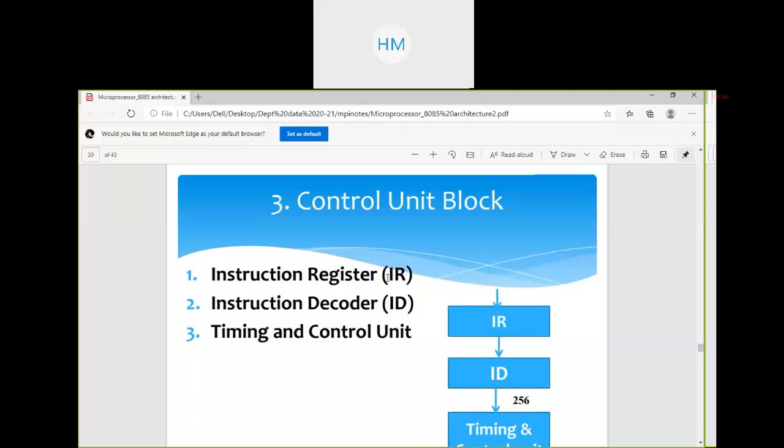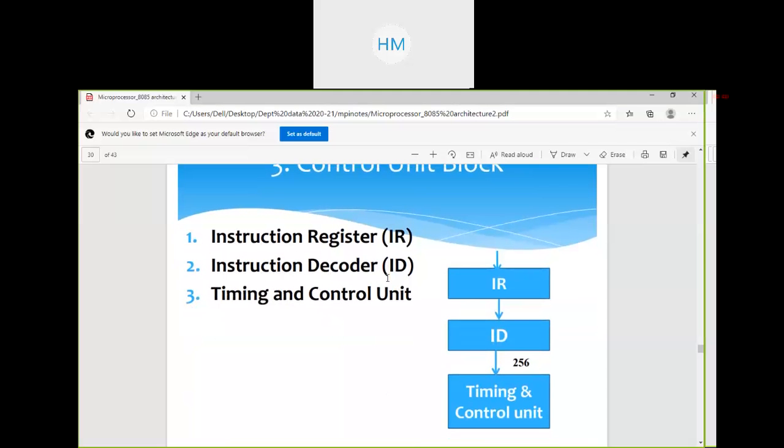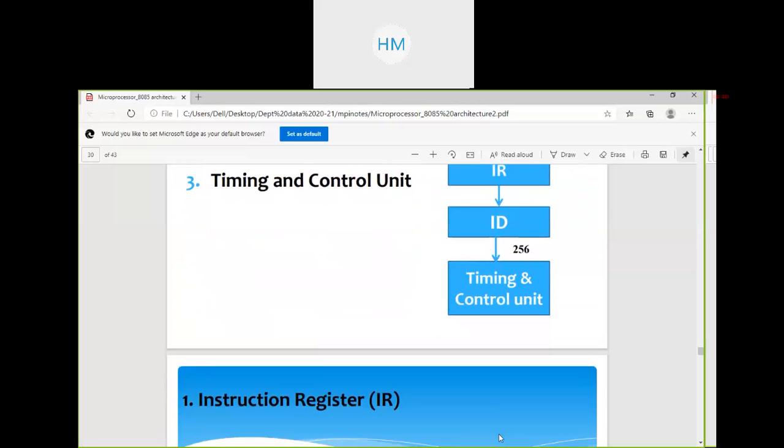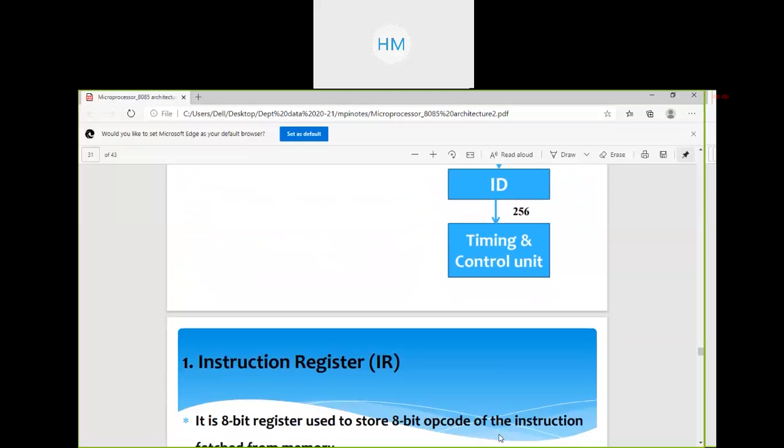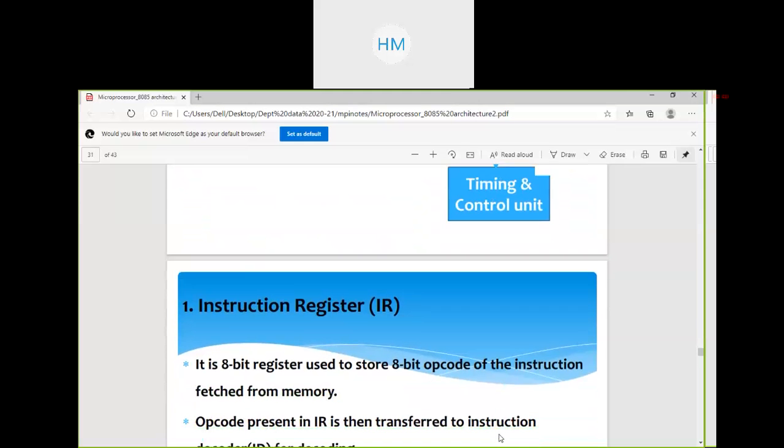Control unit block. It consists of the instruction register, instruction decoder, and timing and control unit. This we are discussing from the architecture diagram only. We have discussed the architecture diagram in detail. We are just recalling theoretical concepts so that the architecture concepts will be clear to you all. So the instruction register: the instruction will come into this register. The instruction decoder will find what is to be done with that instruction. The timing and control unit will manage all the address, data and control signals, whether it is read, write, memory, input, output, it will manage all those things.